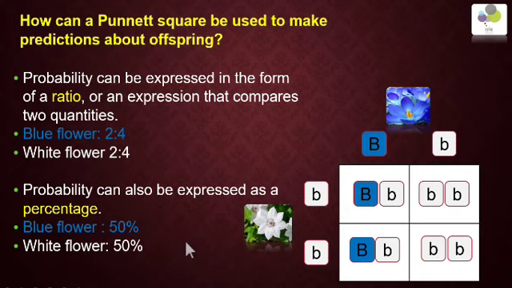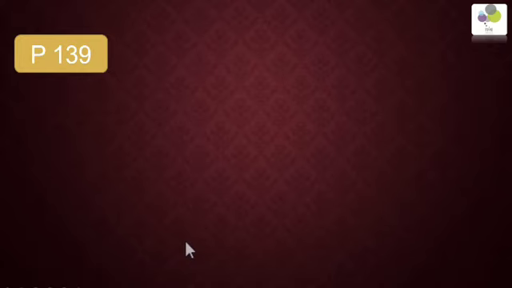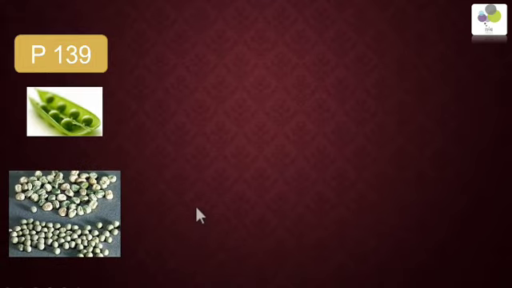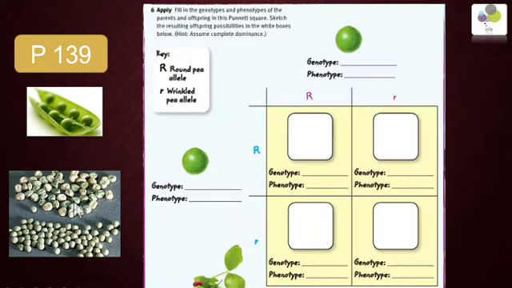Okay, let's take an example, guys. Can you open page 139? You can find this example about the pea plant. As we know, guys, the pea plant has two shapes. We have a round shape and a wrinkled shape. Okay, and this is the example in the book.